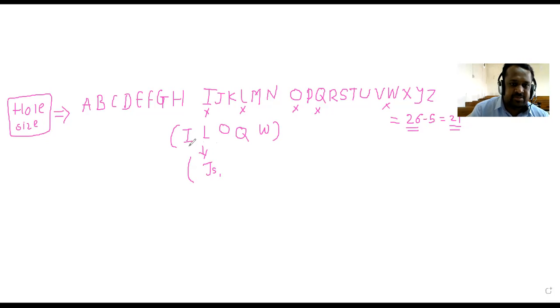I is replaced by JS, and we have to add ZA, ZB and ZC. So how many letters did we cut? 1, 2, 3, 4, 5. How many remained? 21. Again, how many do we have to add? 1, 2, 3, 4. How many is the total?